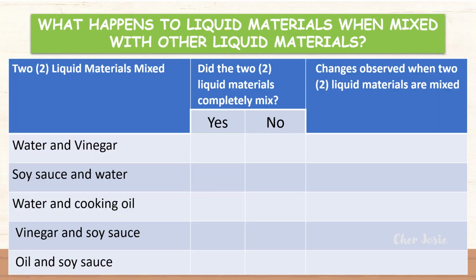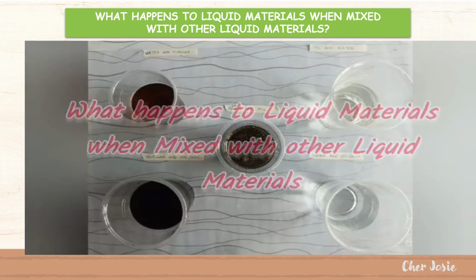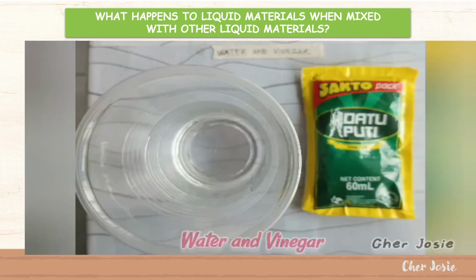After mixing the two liquid materials, you're going to answer the chart given to you. You're going to put a check if the two materials are completely mixed and write what you observed when two liquid materials are mixed. Okay, you may now proceed to your activity. And for those who don't have materials, you can watch this simple video clip. Please watch and observe carefully the two liquid materials when mixed.